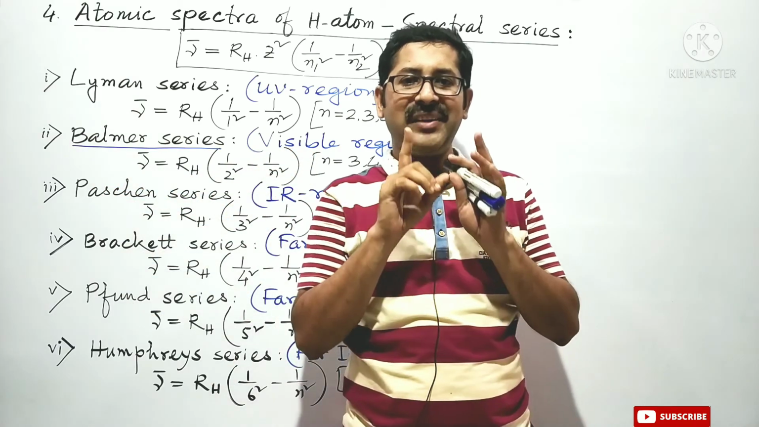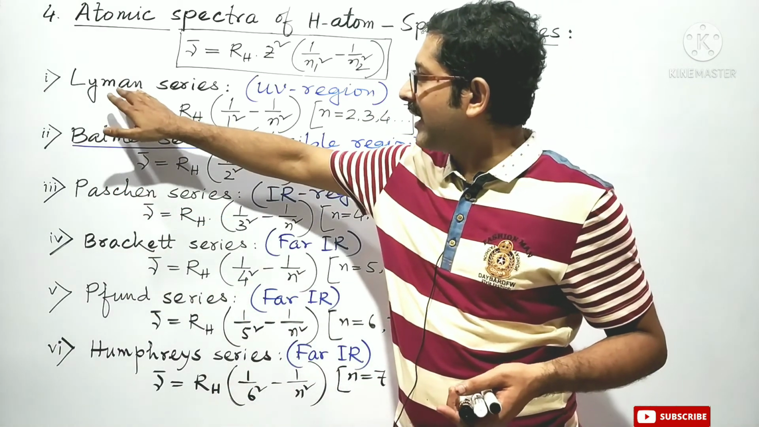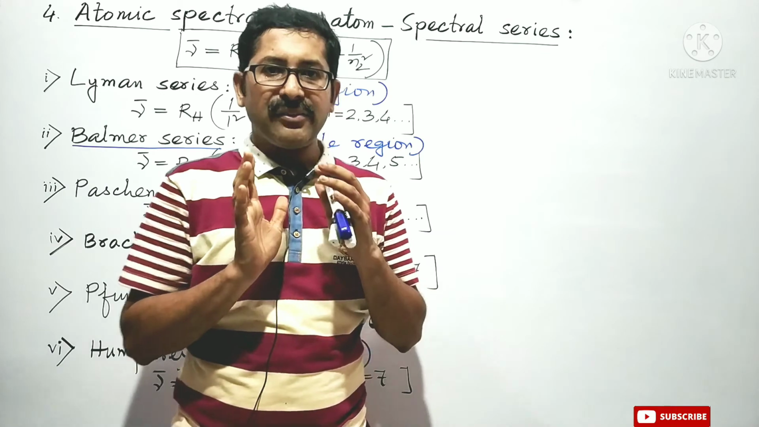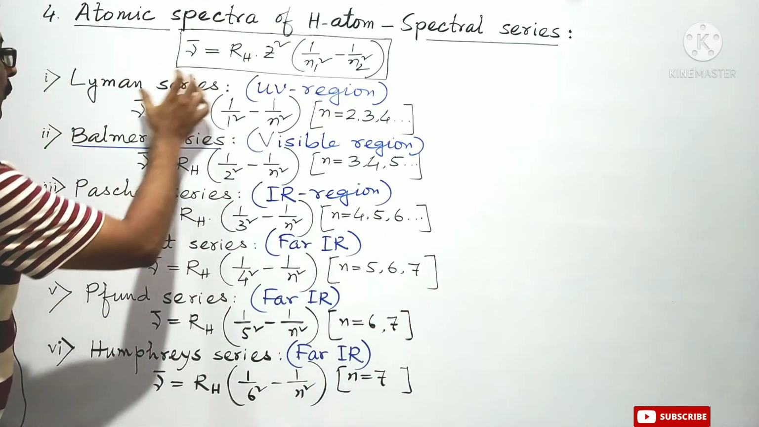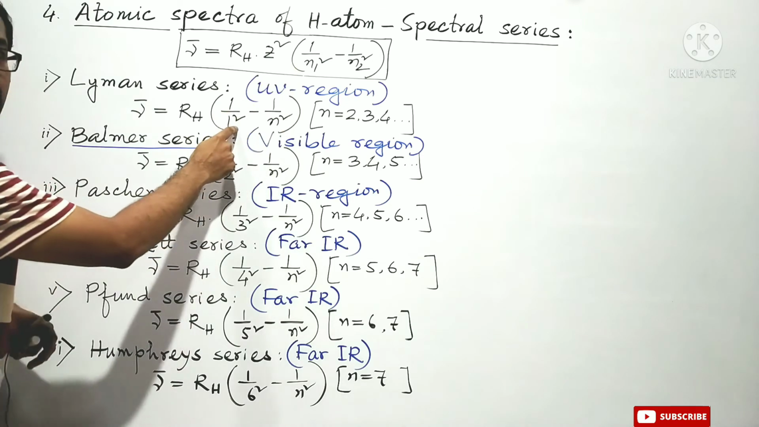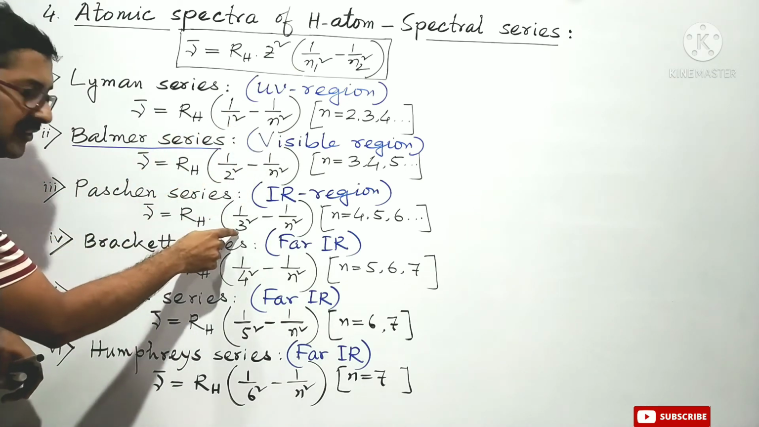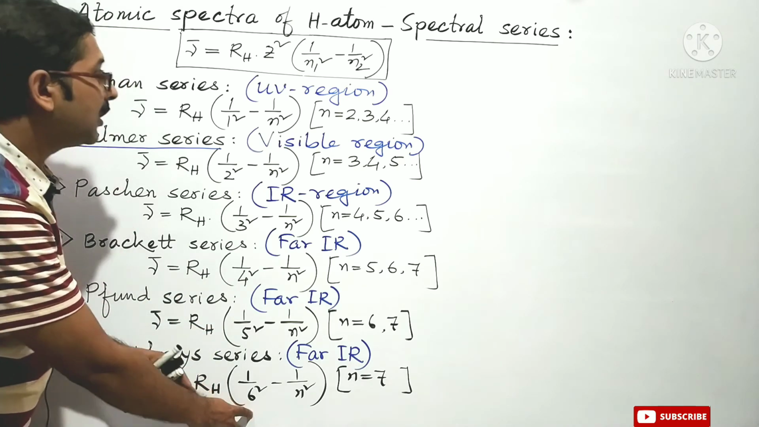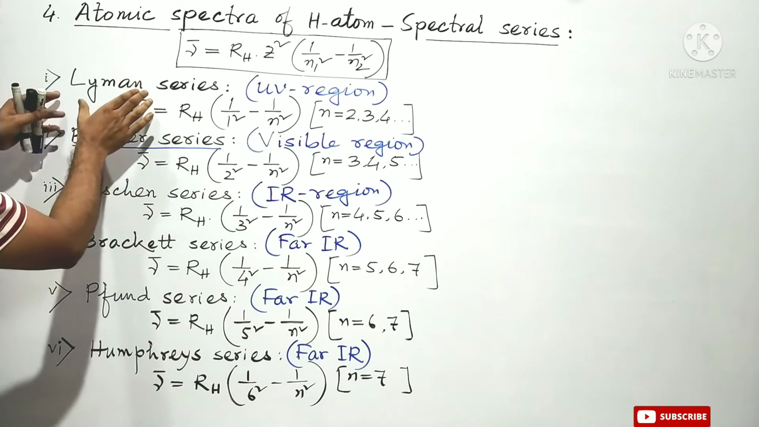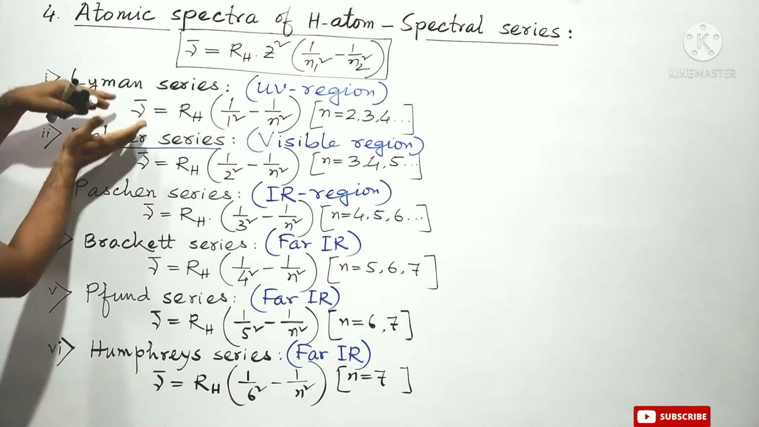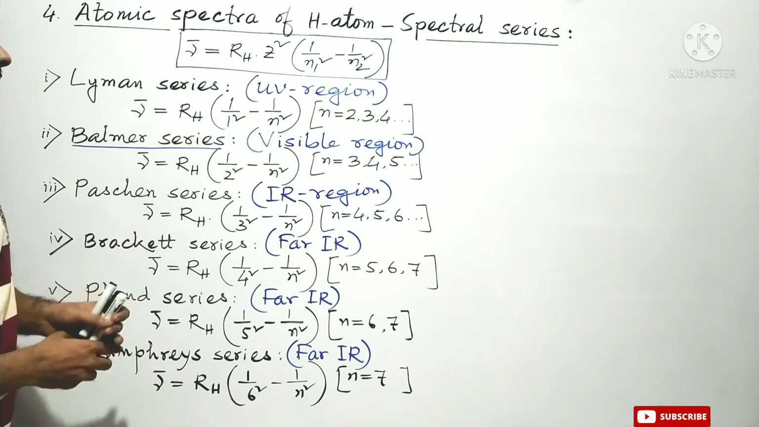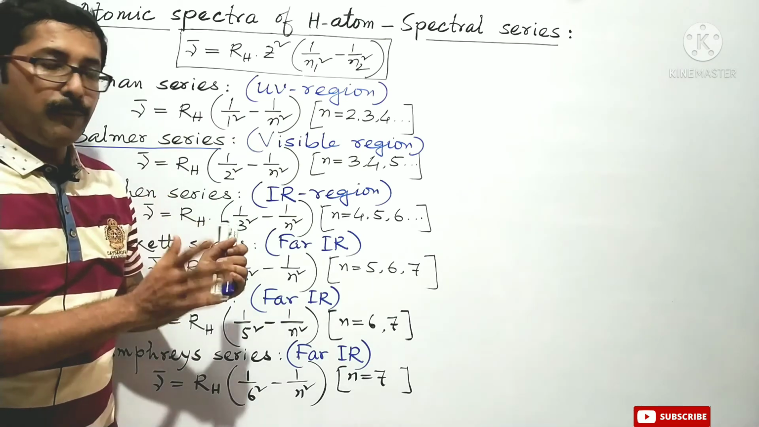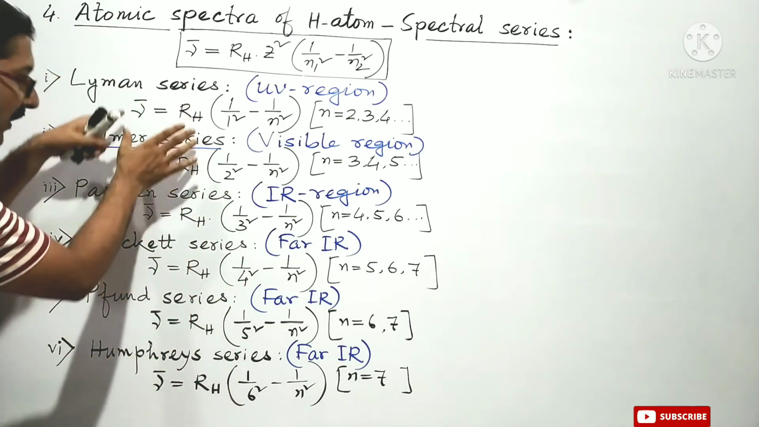Now there is a very important trick to memorize these series of lines. This memorization is very important, because as you can see, for Lyman series the value of n1 is 1, for Balmer series it is 2, for Paschen series it is 3, for Brackett series it is 4, for Pfund series it is 5, and for Humphreys series it is 6. So if we memorize the names of these series sequentially, then of course we can find the value of n1 for that particular series. So it is very important to memorize this series in the sequential manner.